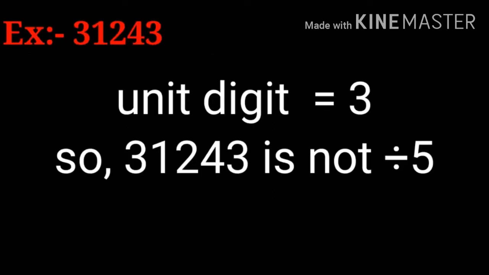Let us take one example which is not divisible by 5. In this example, the last digit, that means the unit digit, is 3. If any number is divisible by 5, the last digit, that means the unit digit, must be either 0 or 5. But in this example, the last digit is 3. So, the given number 31243 is not divisible by 5.